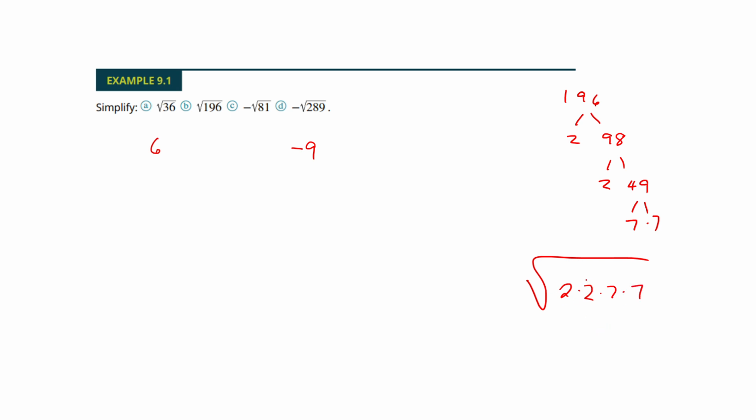Okay, well, in a square root, anytime you have a pair of something, you can bring one of them out. So I have a pair of 2's, I can bring out a 2. I've got a pair of 7's, I can bring out a 7. Now, we multiply them back together and we get 14. So a pair of 2's, a pair of 7's lets me bring out one of each, and I get 14. So the square root of 196 is 14.